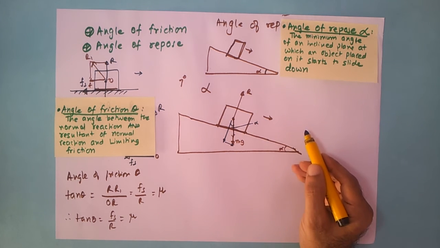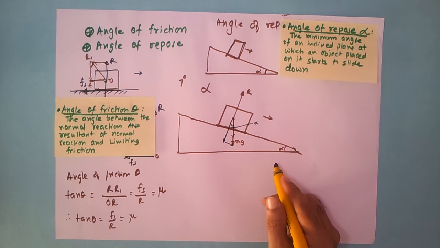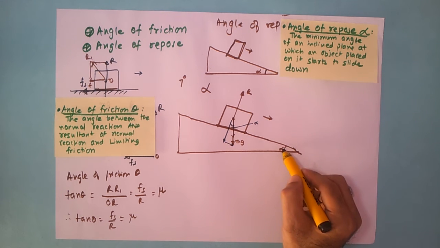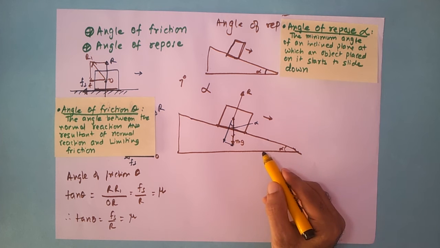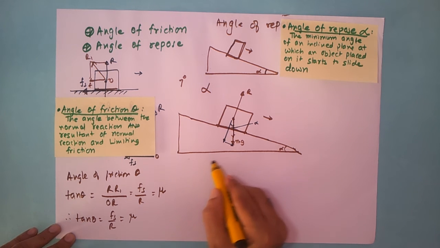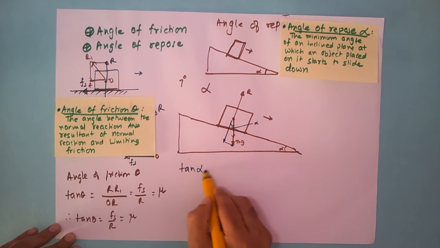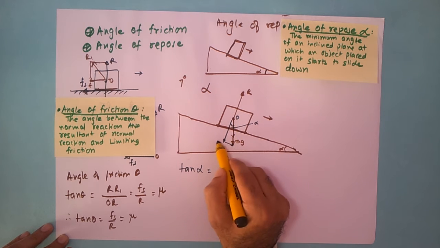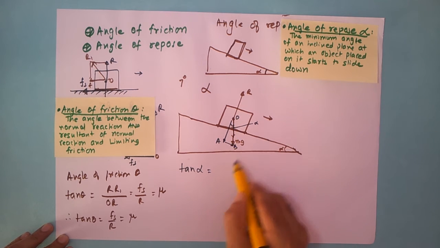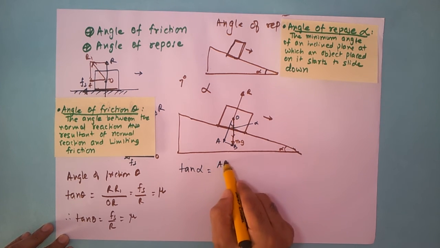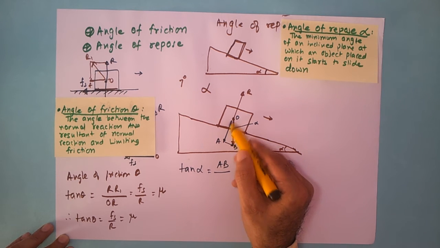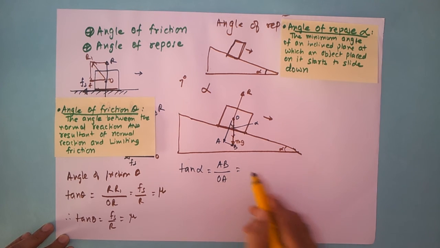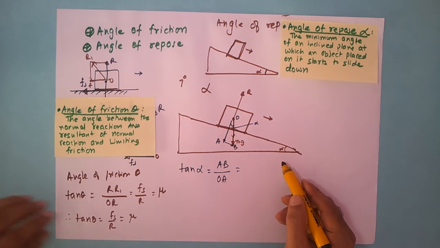We can prove that geometrically, but right now we will not get into that derivation. Right now we will assume that this angle is alpha, this angle is alpha. So if I take tan alpha, let us call this point O, let us call this point A, and let us call this point B. Tan alpha will be AB upon OA. And now what is AB?